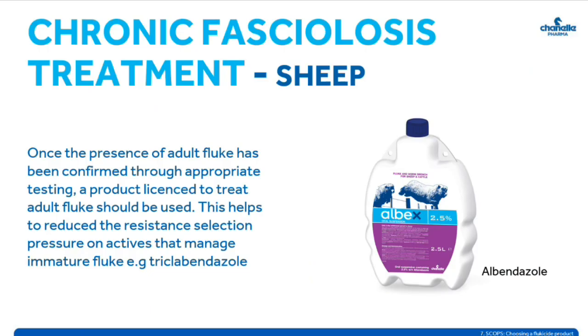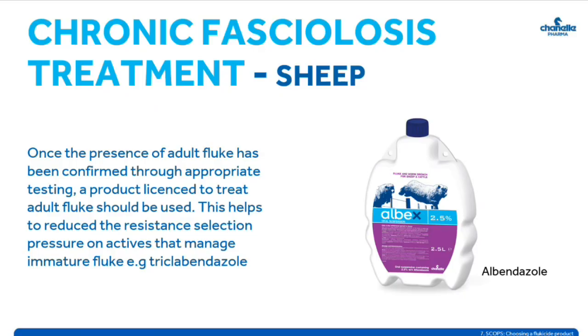In terms of treating chronic fasciolosis, for sheep, we are using albendazole in this case. So first of all, obviously, we need to confirm the presence of adult flukes through appropriate testing. And then albendazole is chosen because it is a product licensed to treat adult fluke.